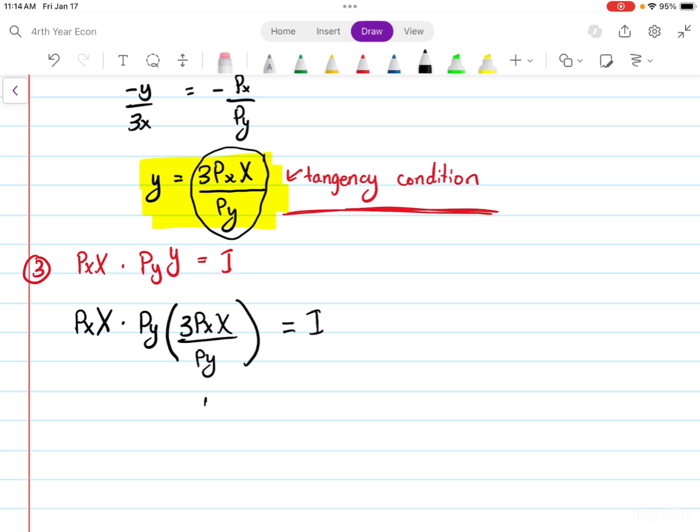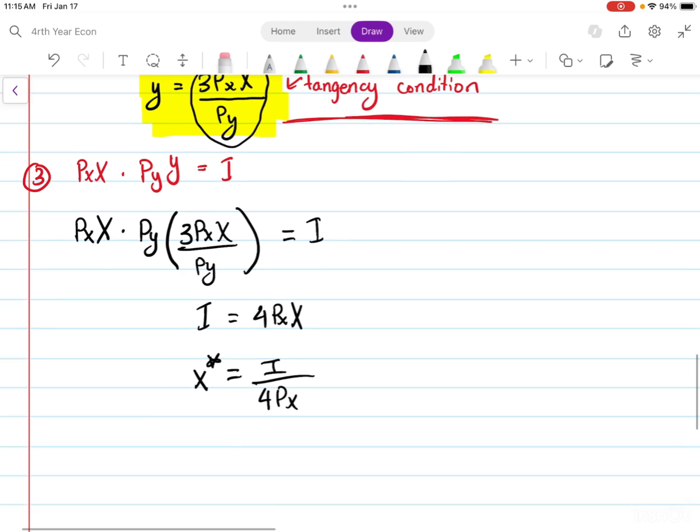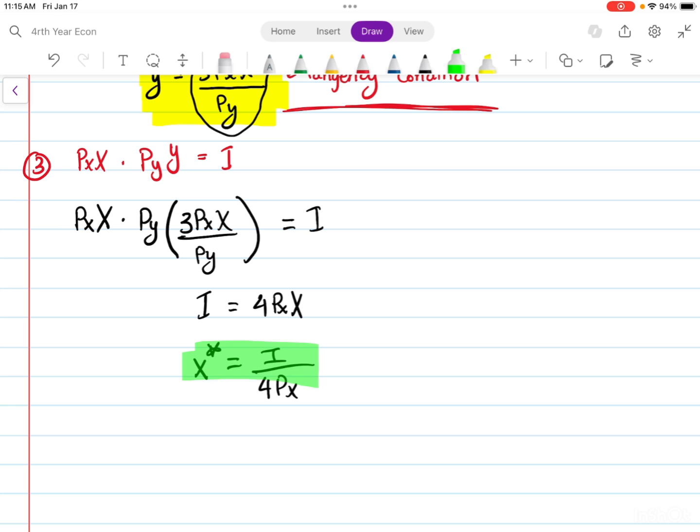And after simplifying all that, we get your income is equal to 4 times price of x times good x. And now we want to isolate for x to find out how much of good x we are willing to consume to be satisfied. So then we get x is equal to I over 4px. And therefore, this is the formula for how much of good x we're willing to consume to be satisfied.